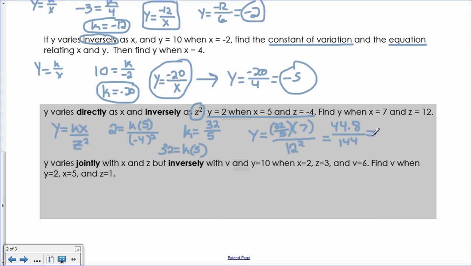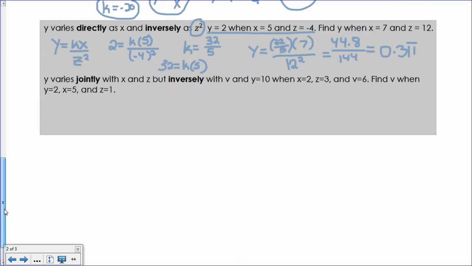You don't even have to write it down. You can just find it in your calculator first and then go straight into dividing by 12 squared, which is 144. And you're going to get something like this. 0.31 repeating.